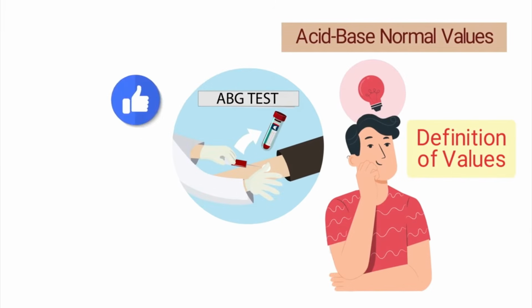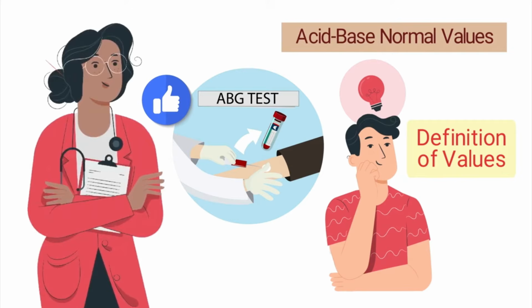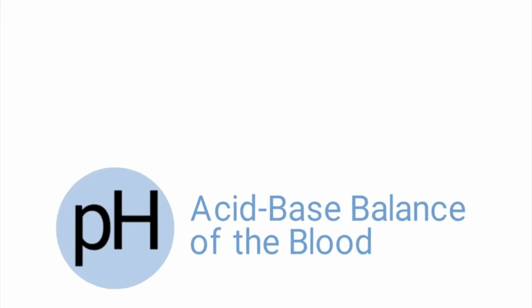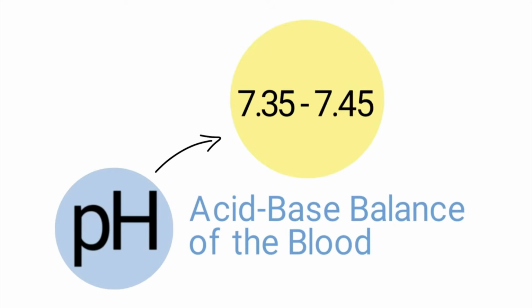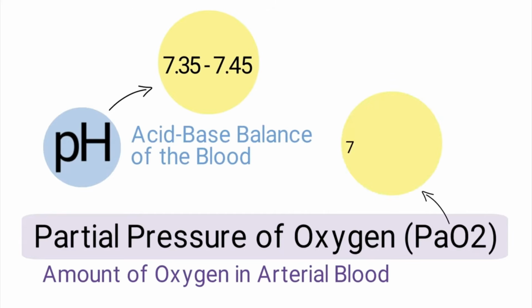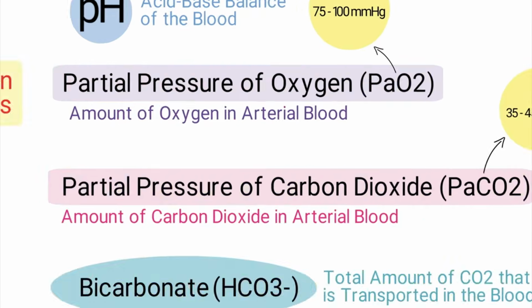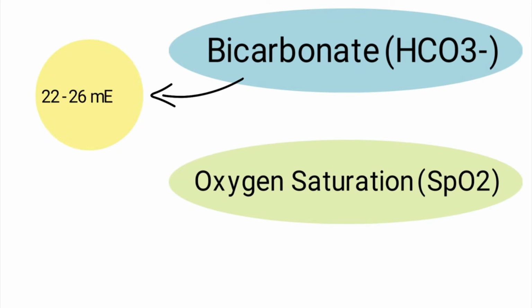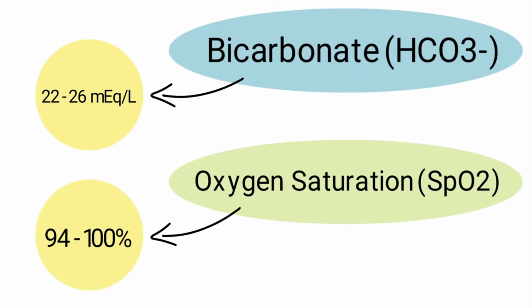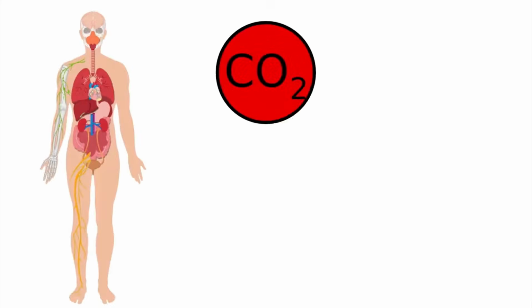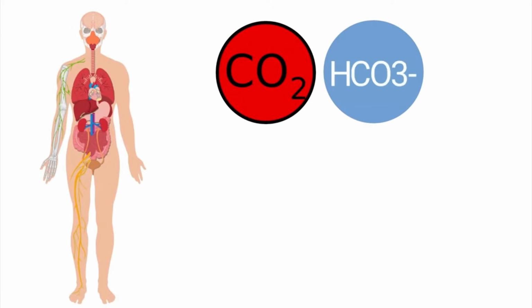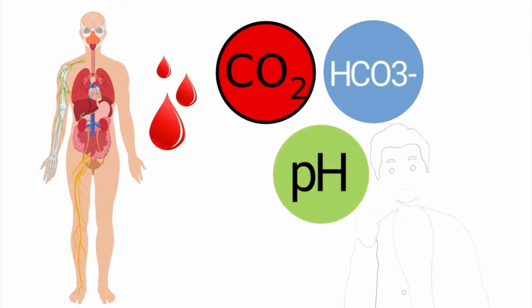And after an arterial blood sample is collected, it should be analyzed and interpreted by the practitioner. Normal acid-base results should fall within the following ranges: pH of 7.35 to 7.45, PaO₂ of 75 to 100, PaCO₂ of 35 to 45, bicarbonate of 22 to 26, and an oxygen saturation of 94 to 100%. The human body strives to regulate the amount of carbon dioxide and bicarbonate in the blood in order to keep the pH within the normal range.